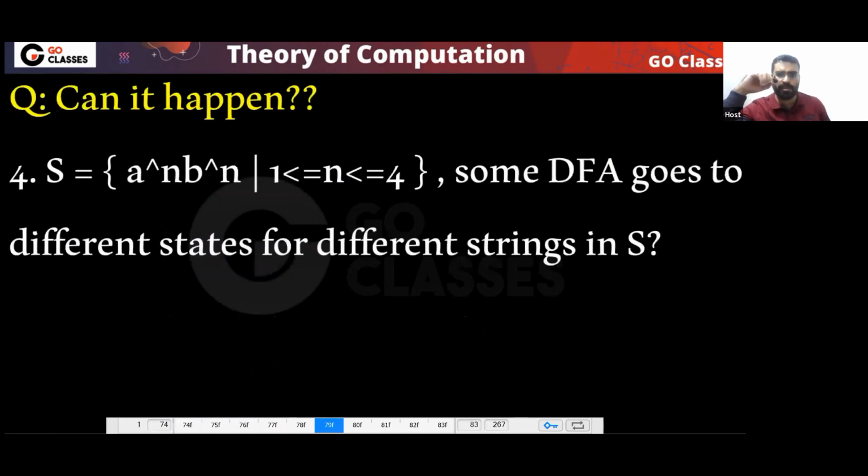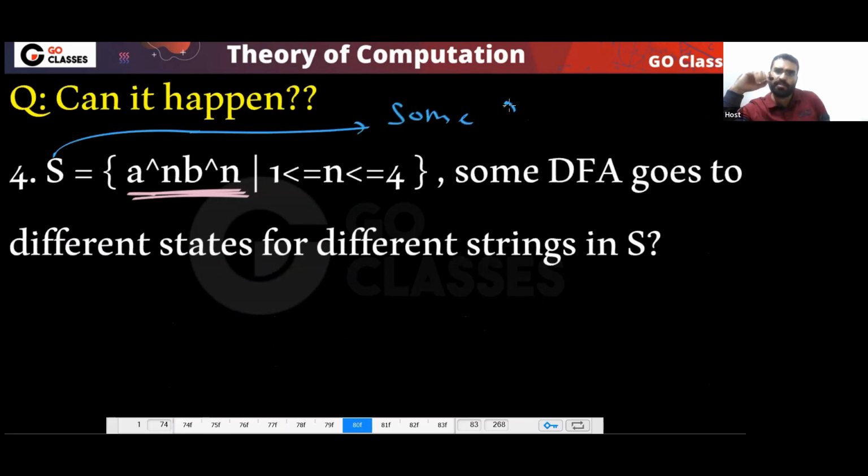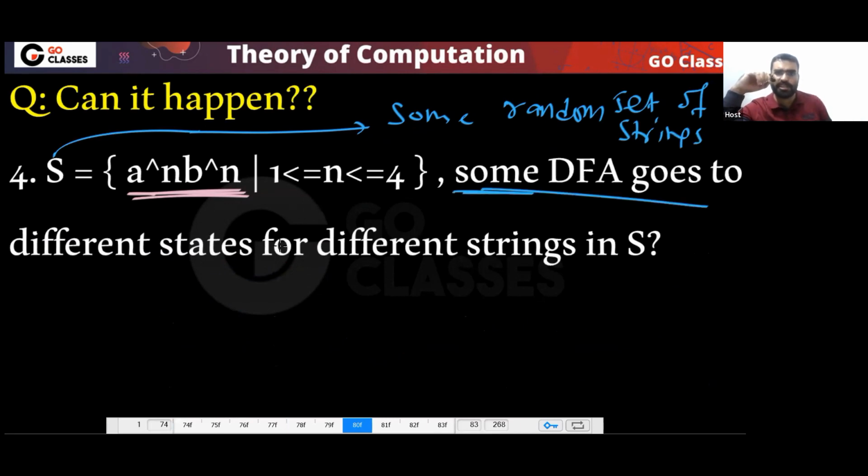Is this possible? Can it happen? A power n, B power n, this is some set. Remember, S is any set. This is some random set of strings. Now, some DFA goes to different states. Yes, this is possible. So the answer is again yes. Definitely you can create it.